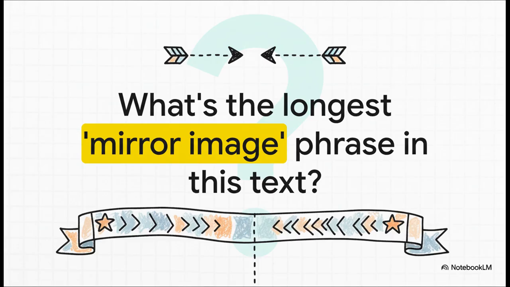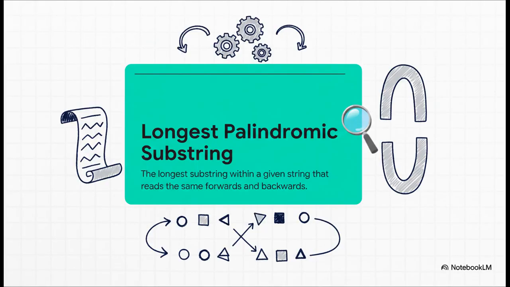So before we even think about code, let's just think about patterns. Picture this. You've got a long chunk of text. Your mission, should you choose to accept it, is to find the longest piece of that text that is a perfect mirror image of itself. Something that reads the exact same forwards as it does backwards. Now, the technical term for that mirror image is a palindrome.